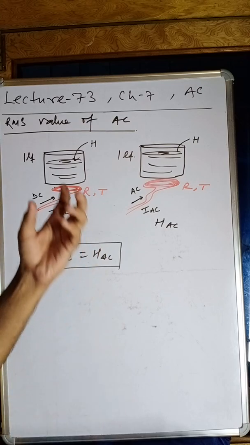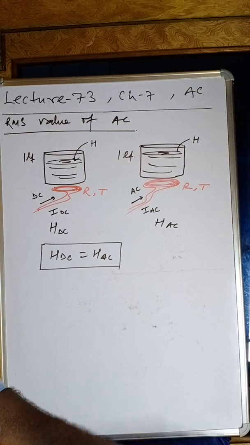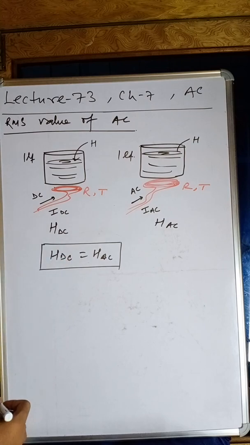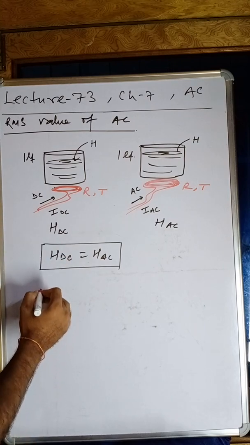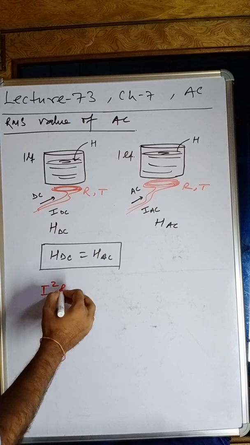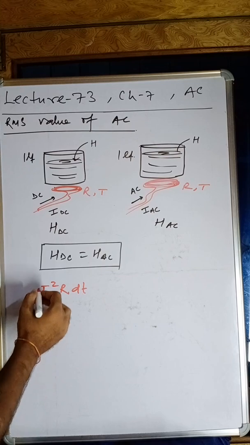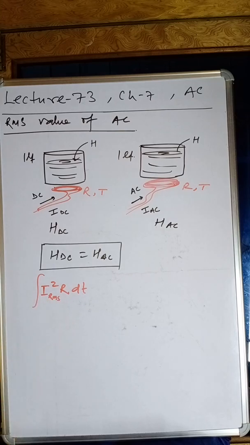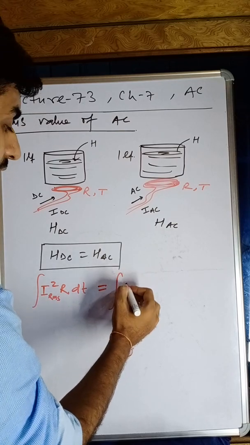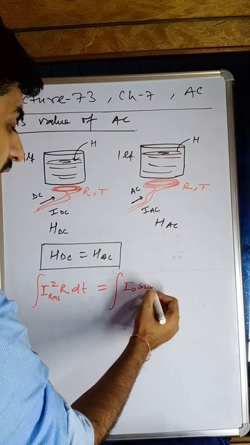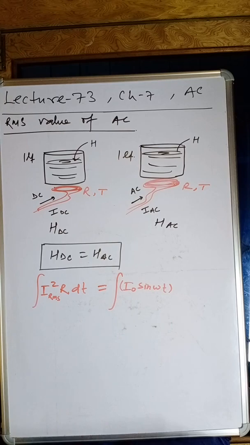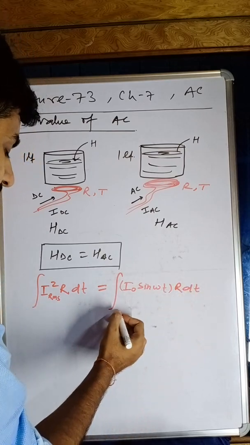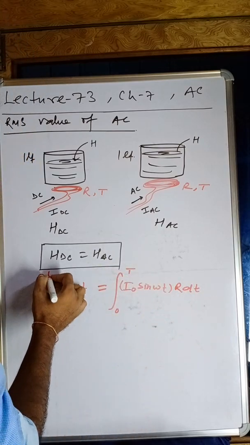Now our aim is to obtain the equation. Look here. H DC can be written as I square R dt. We will integrate to get the value. Remember, this current will be the RMS. For AC, the current is I naught sine omega t. This is the AC current. We have studied R dt, in the same time, 0 to t.